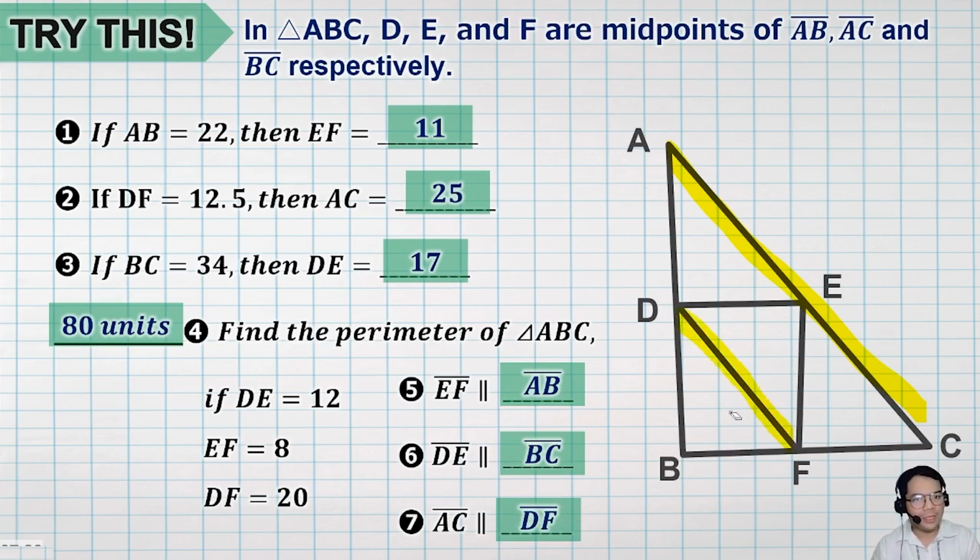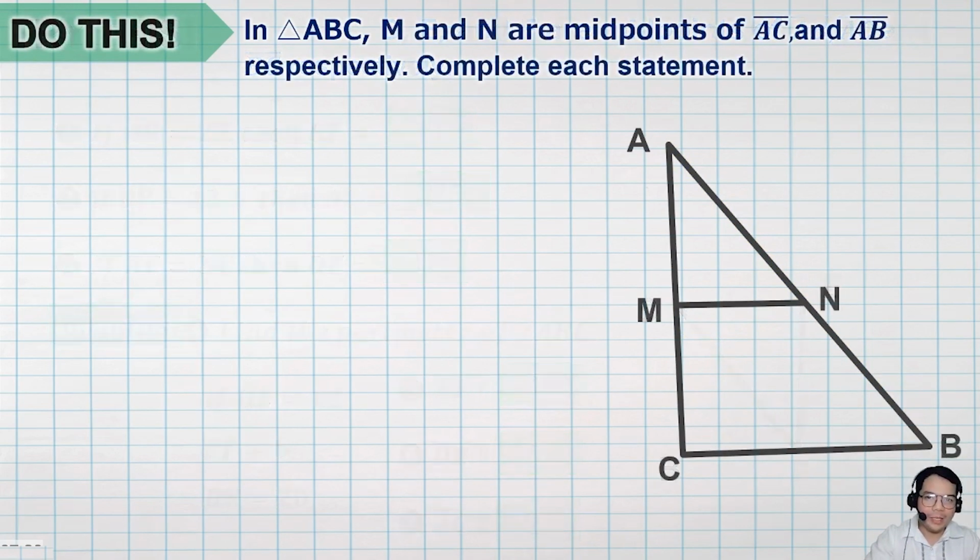And on this following example, we're able to apply the midline theorem. But aside from that, meron pang isang way para ma-apply natin siya. So, here are the following examples. So, ito ginagawa natin para ma-apply natin yung midline theorem using different kinds of given. Ayan. So, we have here triangle ABC where M and N are the midpoints of side AC and side AB respectively. So, let's complete the following statement.